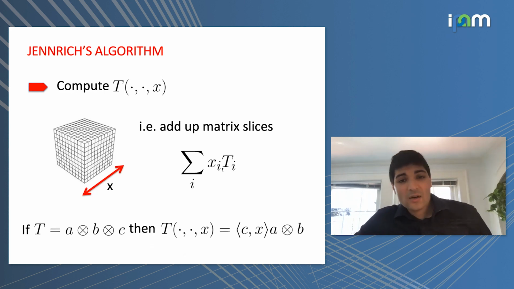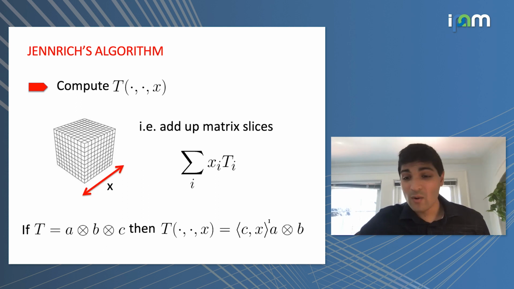So in particular, why this is a nice operation is because if I do something really simple, like I have a rank 1 tensor, which is A tensor B tensor C. And I don't know what A, B, and C are. I just have access to the left-hand side, which is T. What happens when I take this tensor T and I hit it with this vector x and squash it down to a matrix?